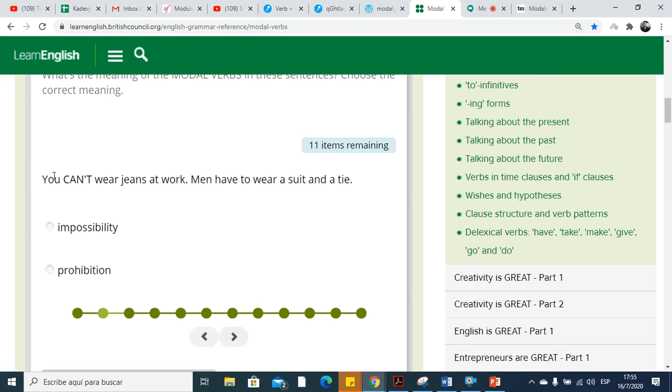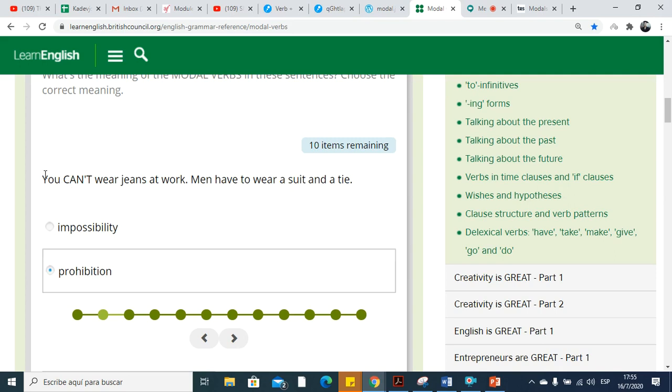So let's continue. You can't wear jeans at work. Men have to wear a suit and a tie. Melissa, is this impossibility or is this prohibition? Prohibition. Prohibition, yes, that's correct. Because what does wear mean? Vestir. Okay.